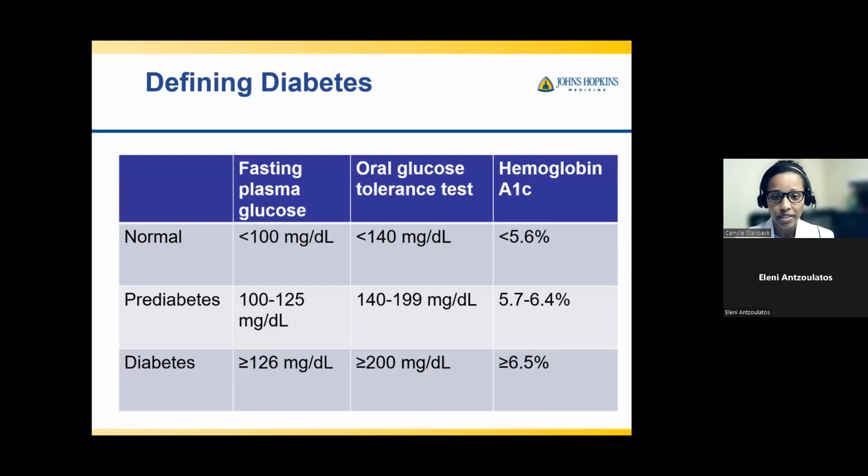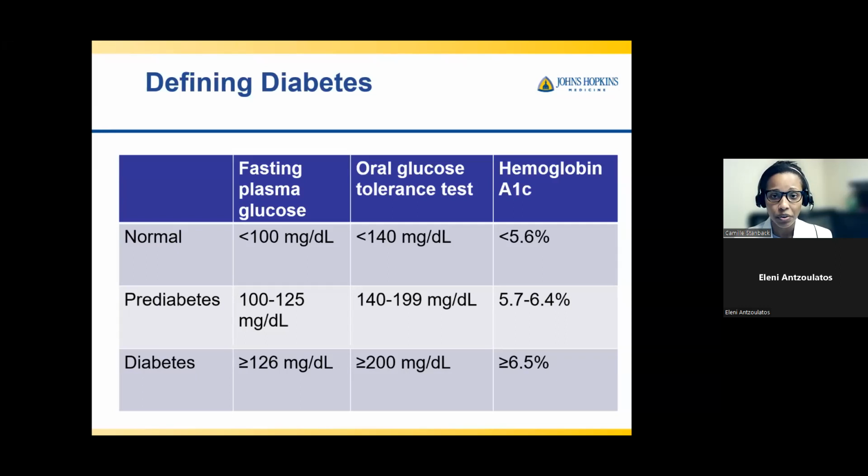And the third test is the hemoglobin A1C. This is one of the common screening tools that we use in practice to screen for diabetes. It's a blood test, and it provides a correlation of an average blood sugar over the preceding 3 months. Thus, it gives an indication of blood sugar control over a longer period of time, as opposed to a point in time as the other tests do.